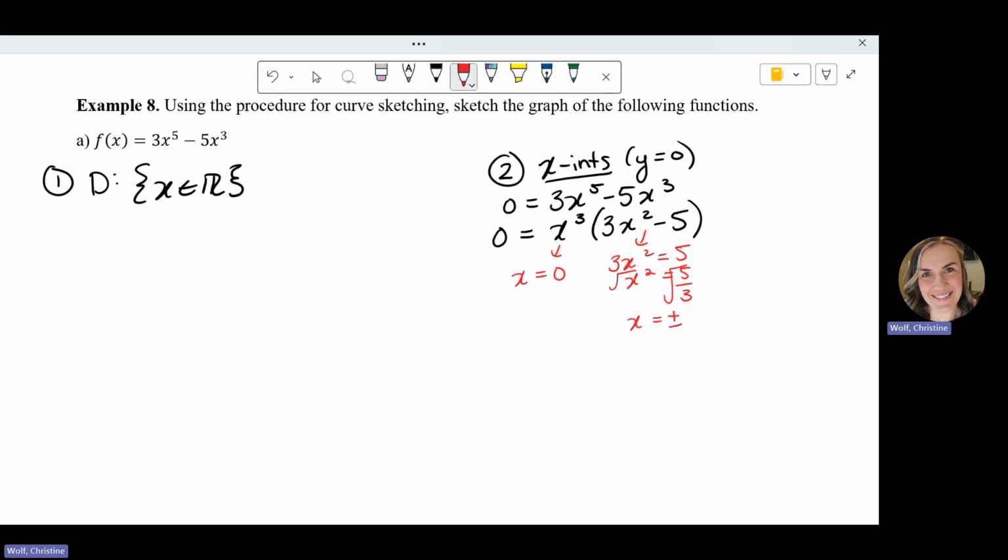And because we are graphing, we can use decimals here, okay? So you take your calculator, you go 5 divided by 3, and then square root that answer, and you should get an answer of about 1.29.